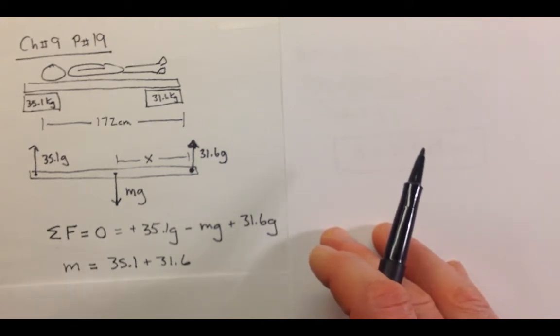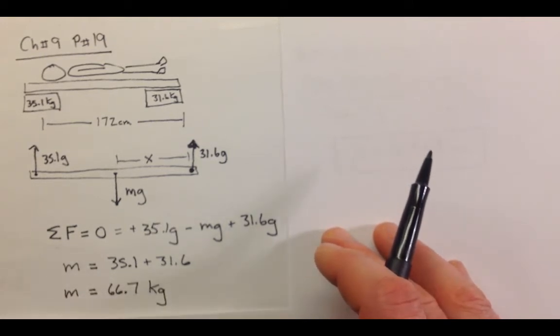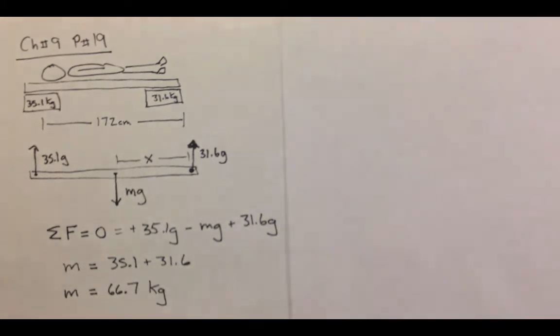If we just do a little algebra there and cancel out our g's, we can figure out the mass of our person. It turns out the mass of our person is about 66.7 kilograms. If you were to multiply that by about 2.2 pounds, that would be about a 150-pound person or so. A reasonable number there.